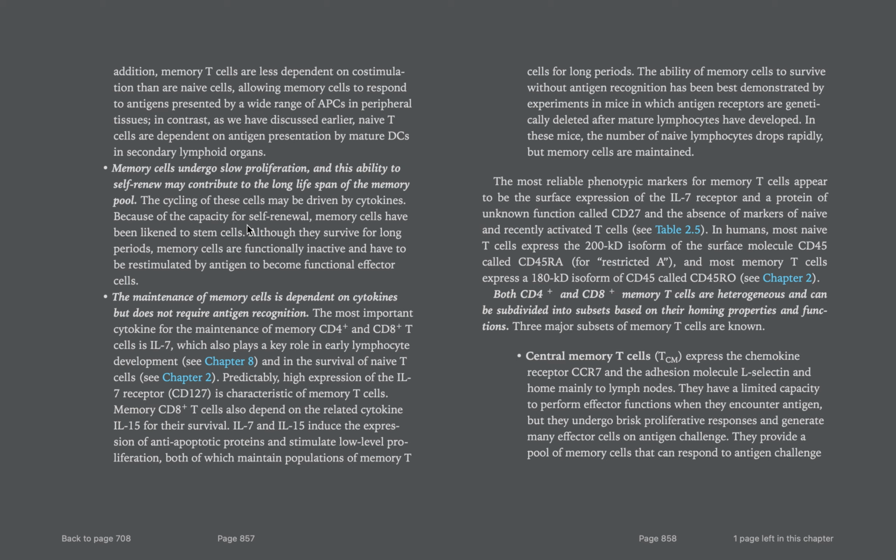antigen receptors are genetically deleted after mature lymphocytes have developed. In these mice, the number of naive lymphocytes dropped rapidly, but memory cells are maintained.